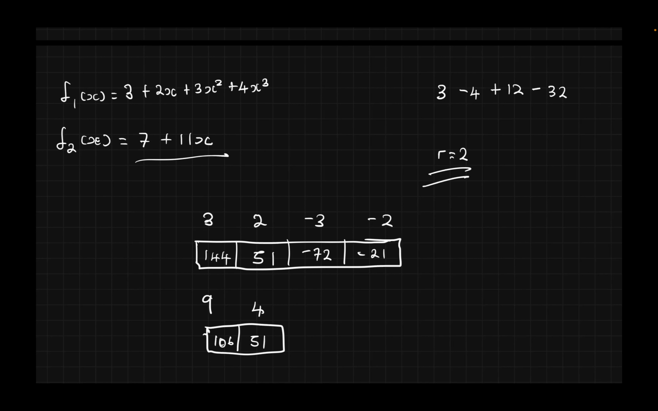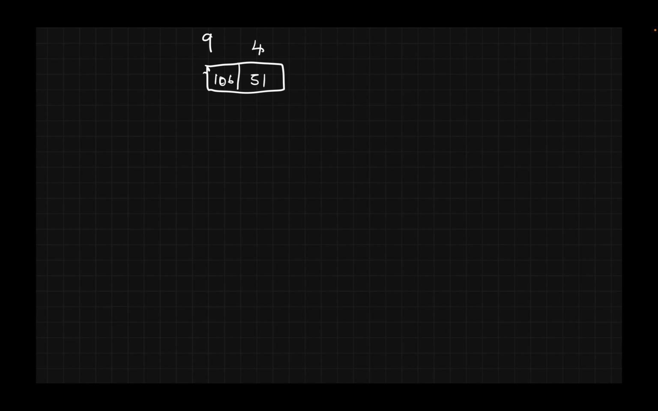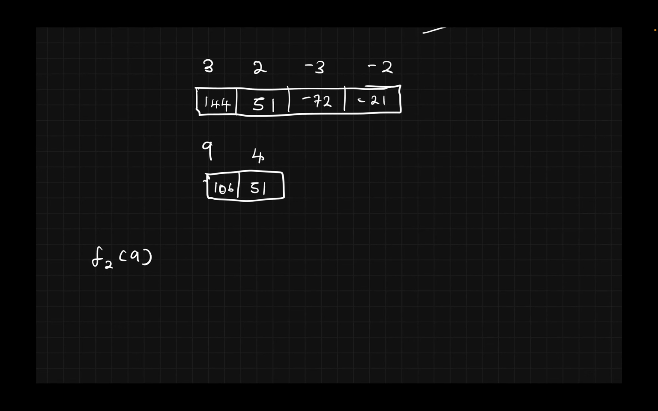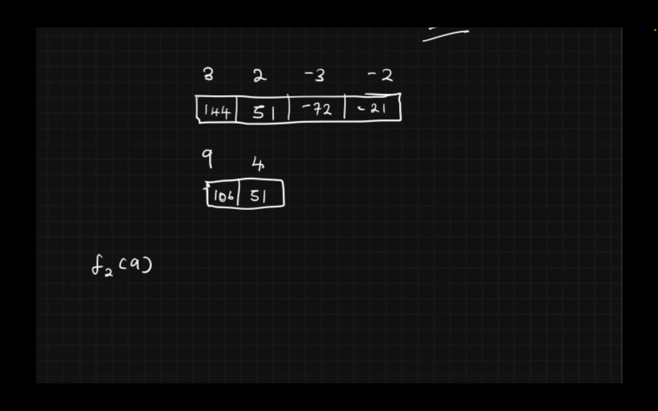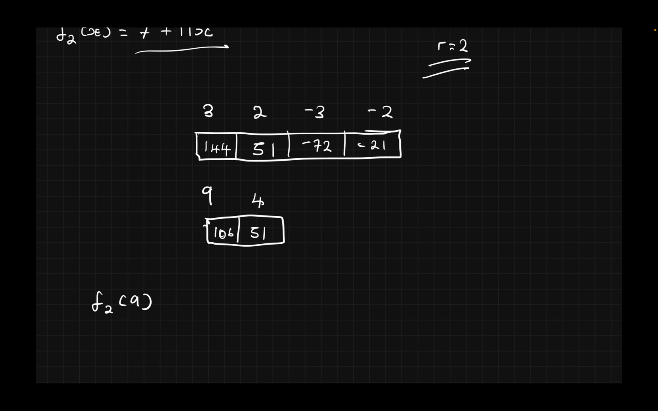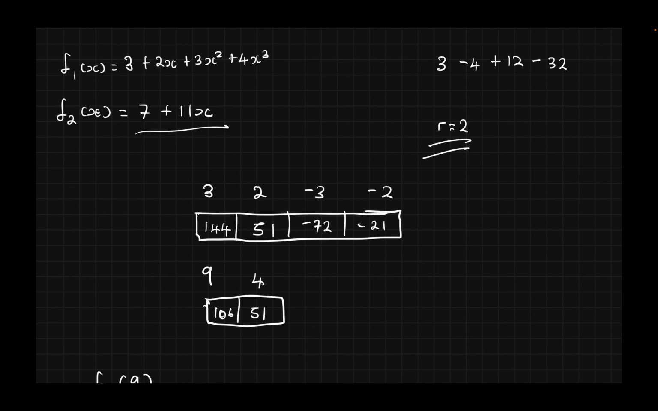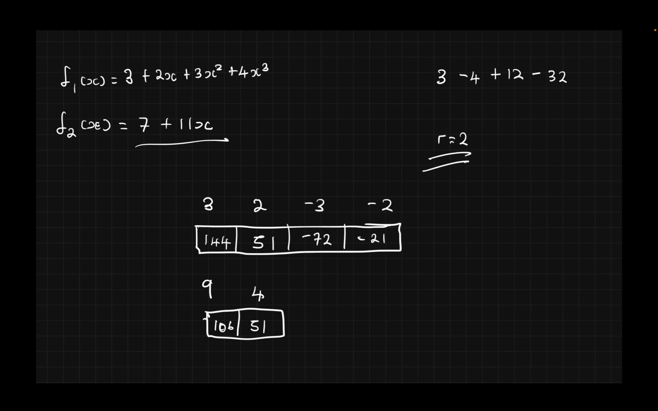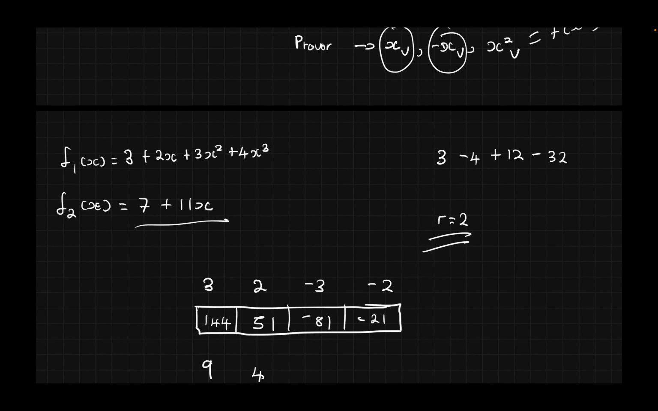Okay? So let's say I wanted to evaluate F2 at 9. Okay? I wanted to get F2 at 9. One of them is wrong. What is that? Minus 17 is 4. Do we need to cross check?